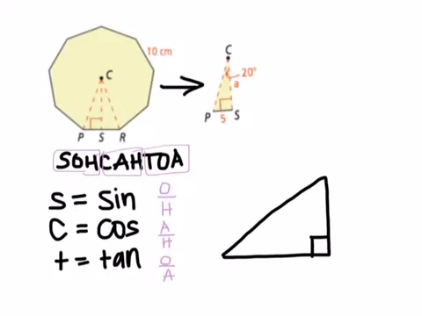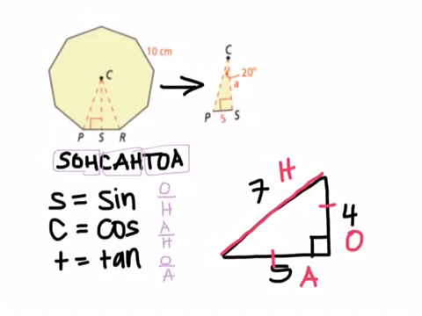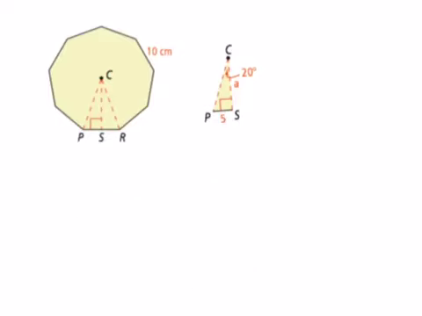Please excuse the ugly right triangle, but it's going to help you. Let's just say this is 4, this is 5, and this is 7. The two legs of the triangle, these are the opposite and the adjacent. And the longest side of the triangle, this is the hypotenuse. You guys get it? Okay, so now that we know all of this stuff, let's apply it to this problem that we have here.